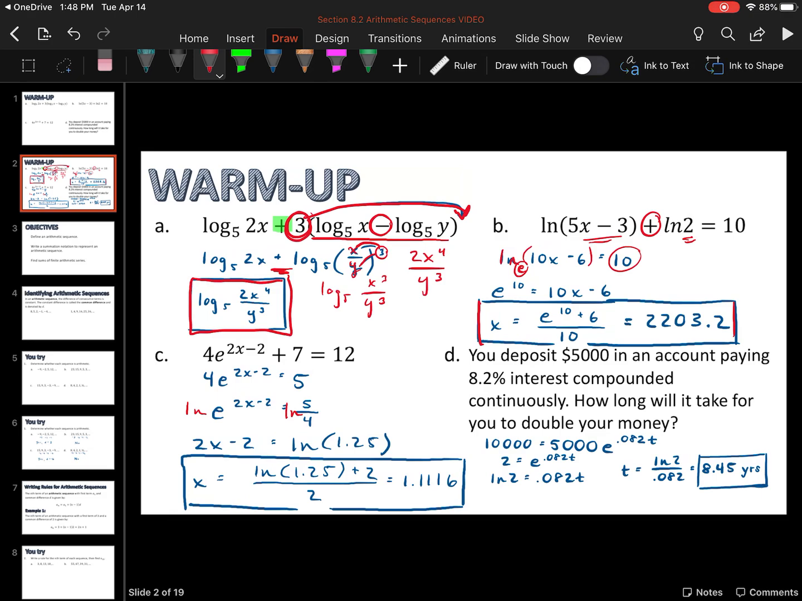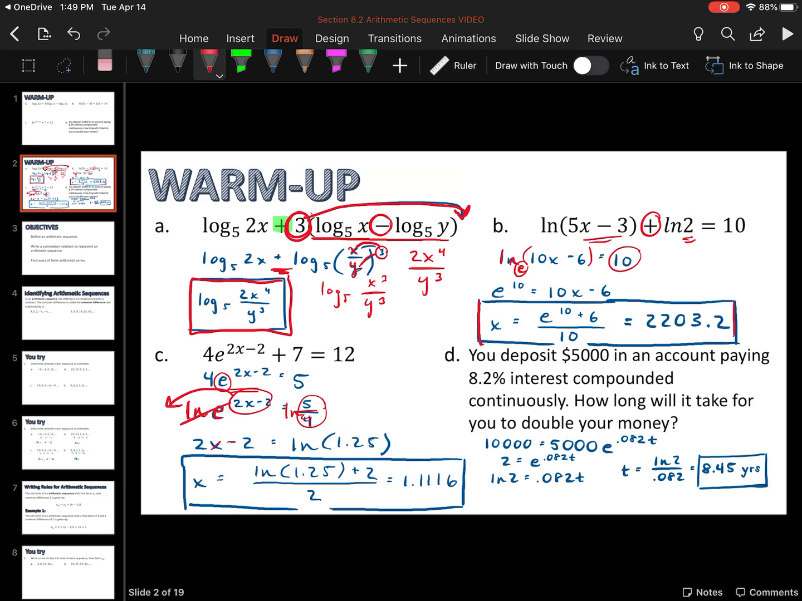For part C, subtract 7. We're trying to isolate the exponential part. So subtract 7, divide by 4, so we get 5/4. Because it's a base of e, we're going to take the natural log of both sides. The ln of e, they wipe out, and we get just 2x minus 2 comes down out front. And then we have the ln of 1.25 or 5/4 on the right side. Add 2 and then divide by 2 for the whole thing.